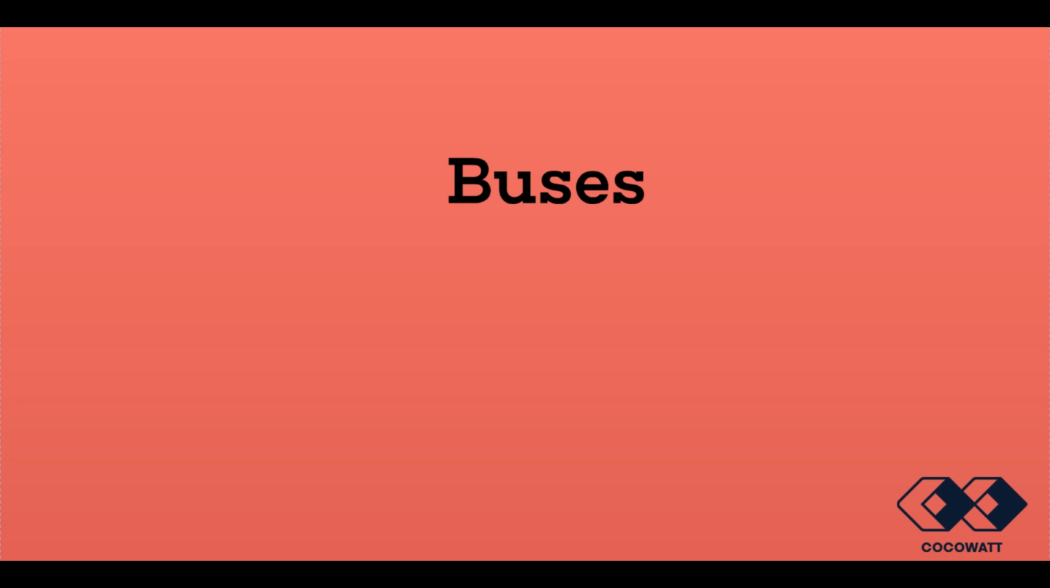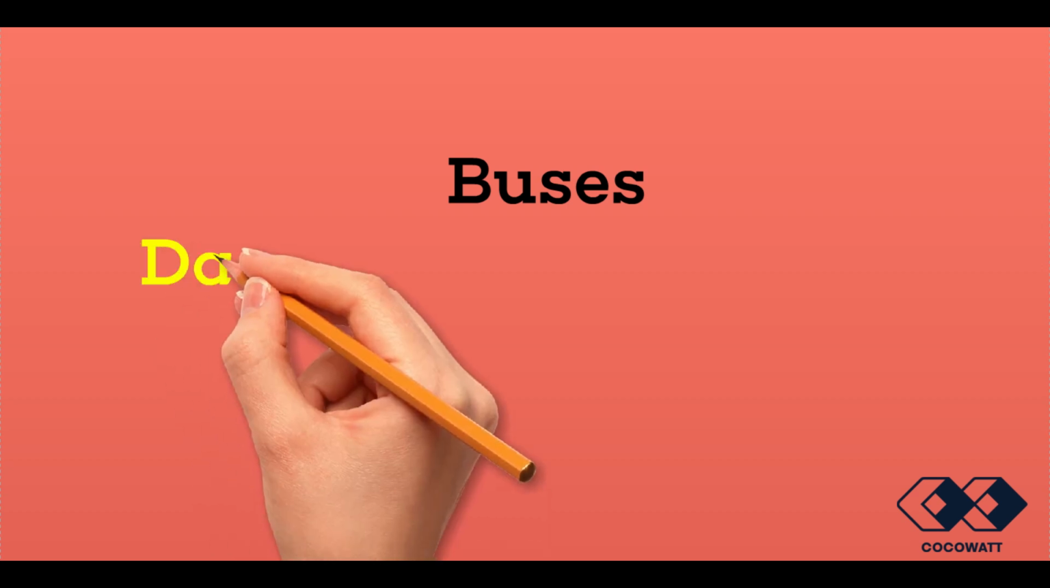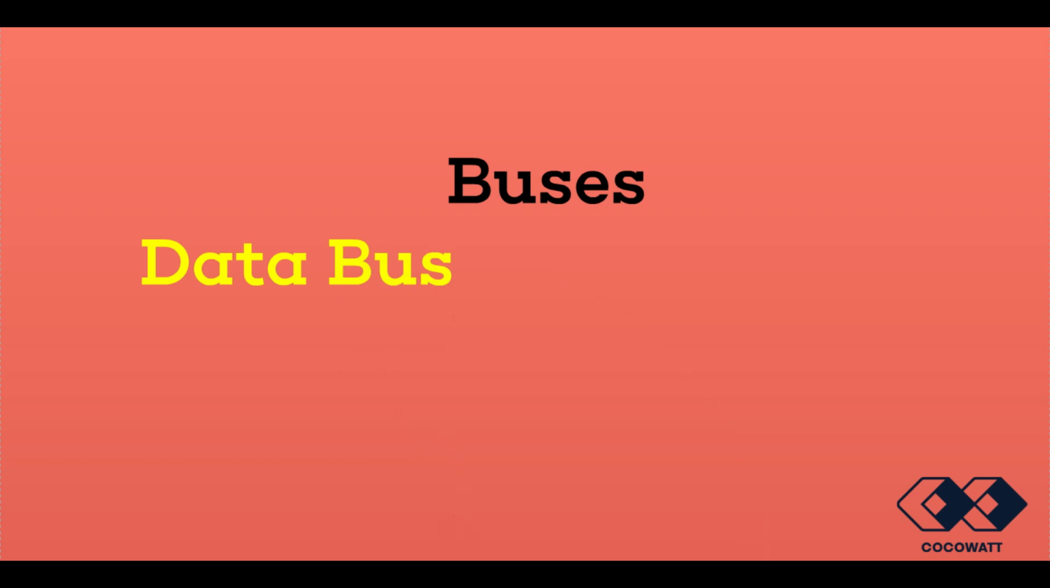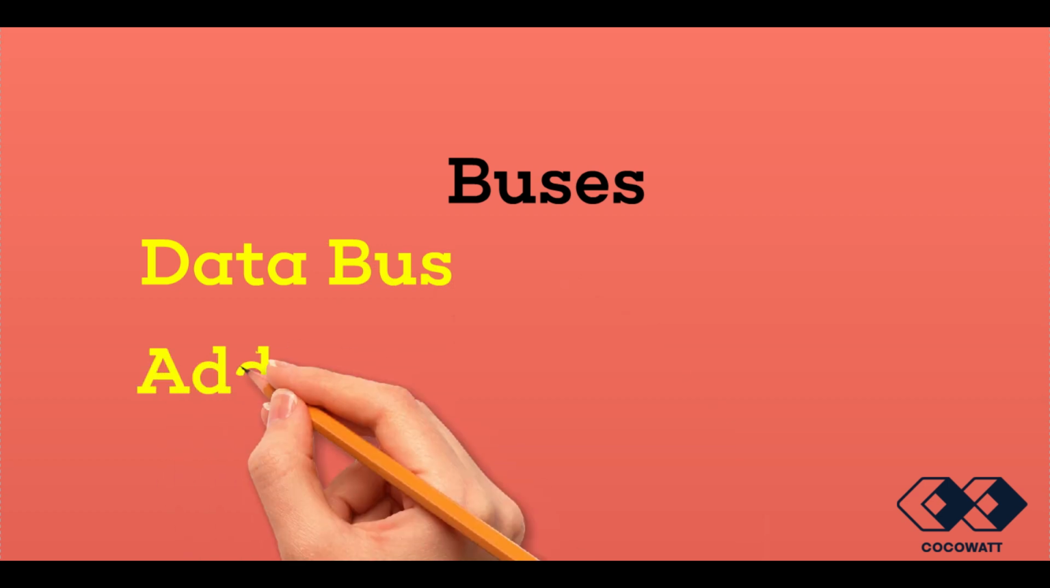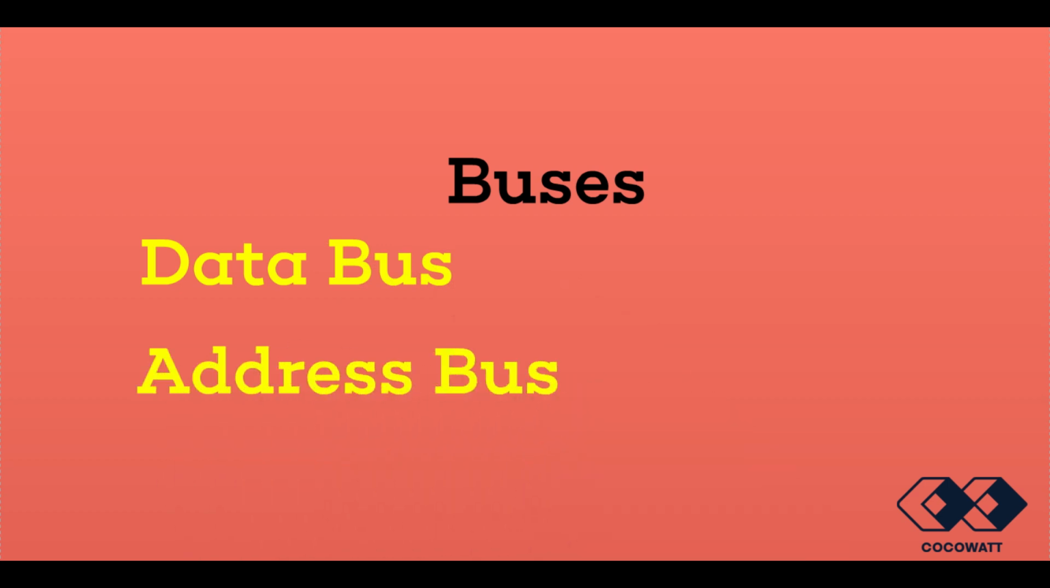Buses. Buses are pathways that allow data and signals to move between components. Microcontrollers typically have three main buses. The data bus, which transfers data between the CPU, memory, and peripherals. The address bus, which carries the locations of memory, where the CPU reads or writes data. And the control bus, which carries signals that manage the microcontroller's operations, like turning peripherals on or off.